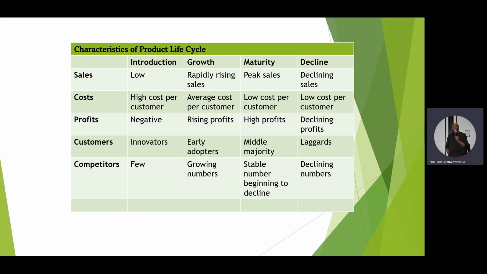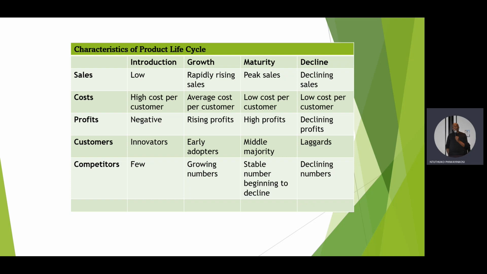Let's go to profit as characteristic number 3 of the product life cycle. Under introduction, there is negative profit. Why is that? You are not making any profit during the introduction stage. So now there is negative profit under introduction.